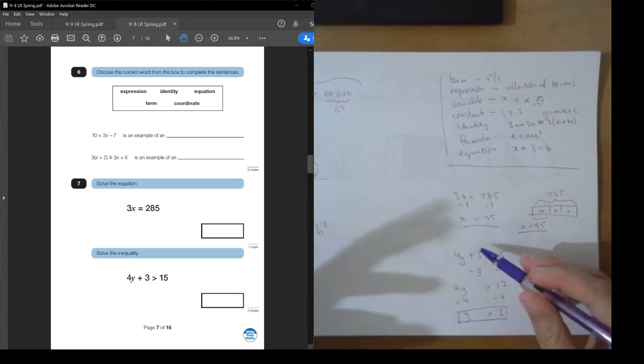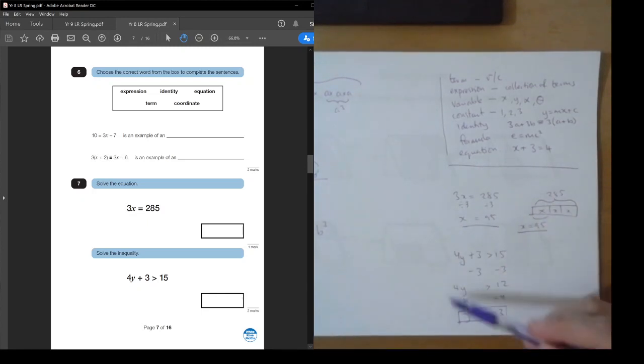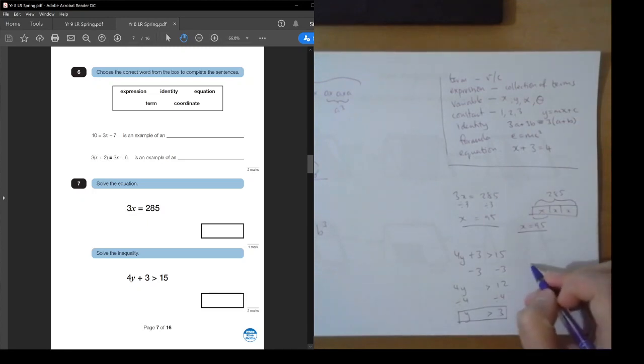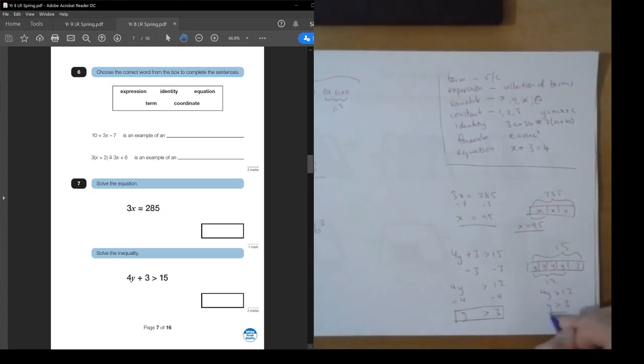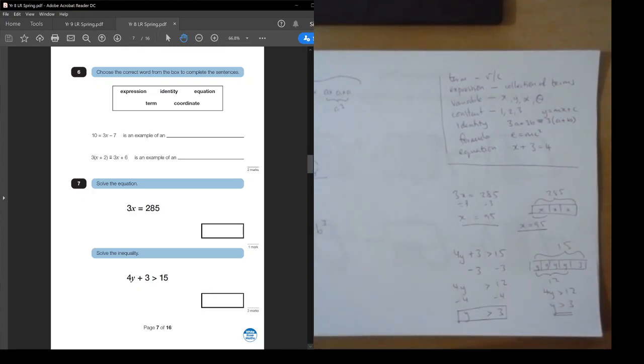Yes, I've used the same techniques that I use for equations, but I have not changed this to an equal sign. So I'm not expecting anyone else to change it to an equal sign either. If you were looking at it pictorially, you could still do the same thing. So that's y, 3. So if that's 15, this must be 12. If this is 12, then you've got 4y is more than 12. Y is more than 3. I've still got the inequality. I don't have an equal sign.